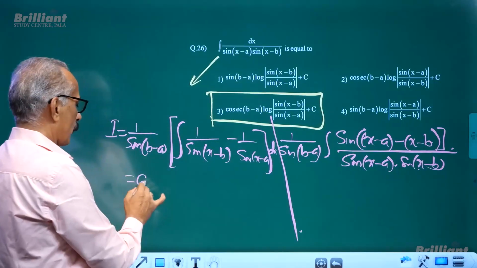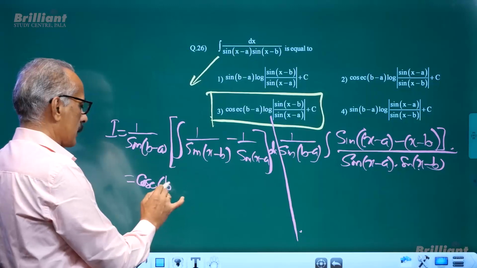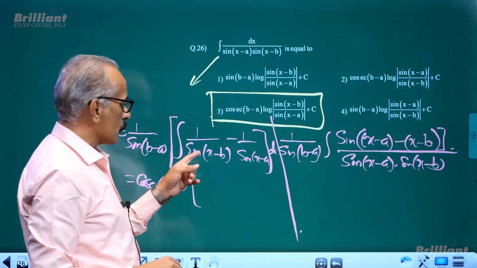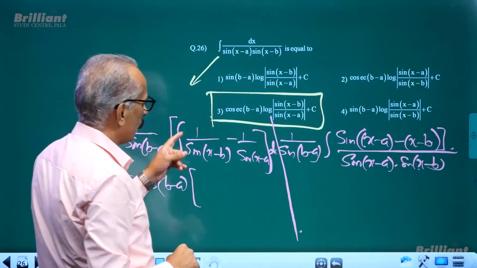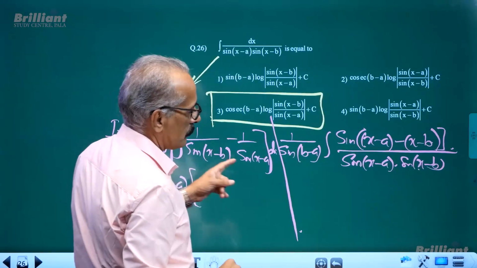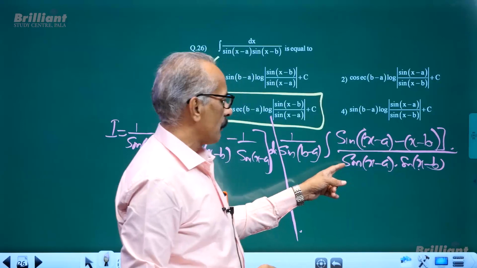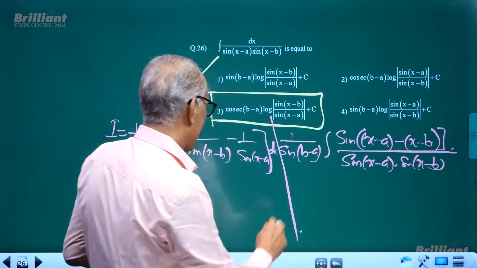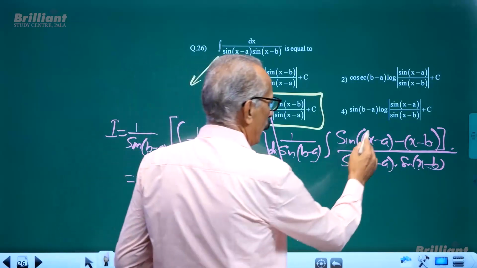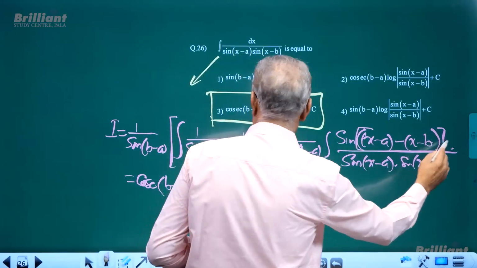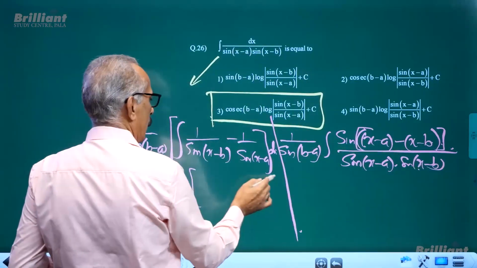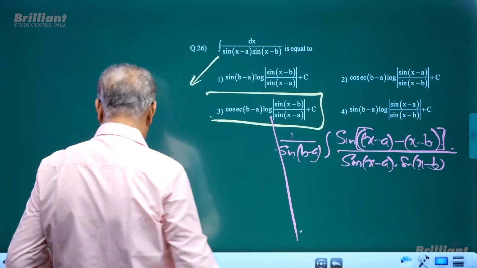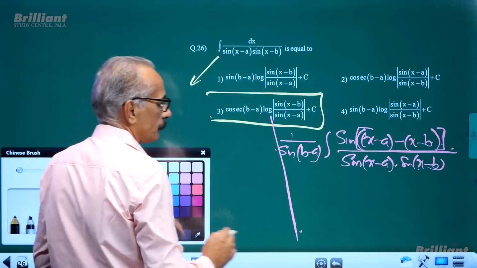So this is cosec of b minus a into the integral of 1 by sine. This is cosec. So the integral of this one, okay, 1 by sine of x minus b. Correct? Oh, we have not expanded this one. This is sine only in this. We have not expanded it. We should expand. That part also I'll write here.